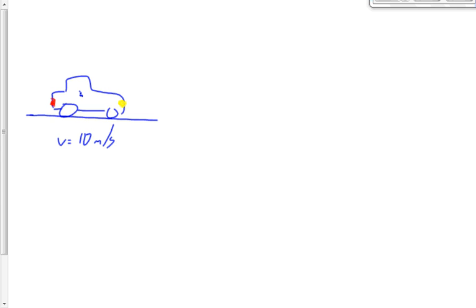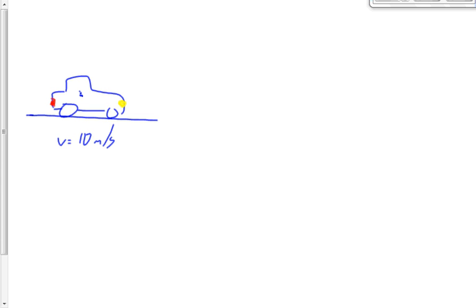Are the forces balanced acting on it? It's moving at a constant speed. Are the forces balanced? Yes, the forces are balanced. If the forces weren't balanced, what would happen to the car? Right. It wouldn't be moving at a constant speed. It would either speed up, or slow down, or change direction. But it isn't. It's moving at a constant velocity of 10 meters per second. The forces are balanced acting on it.